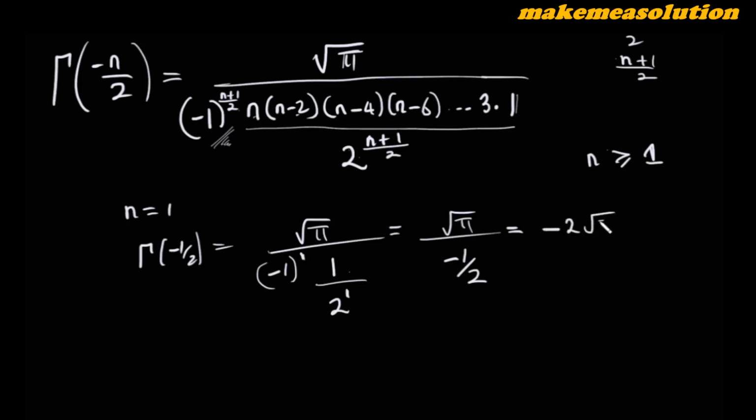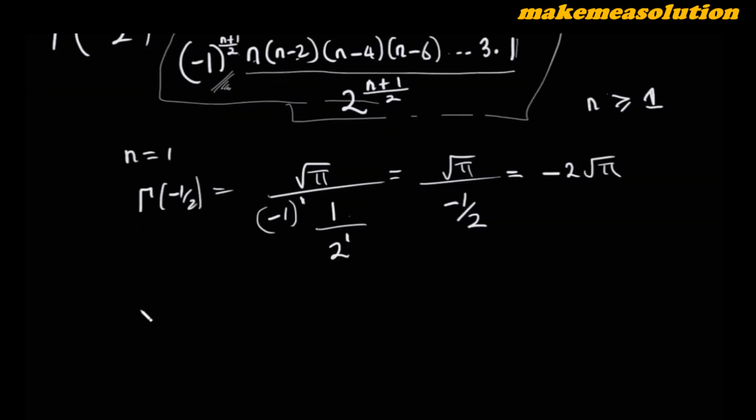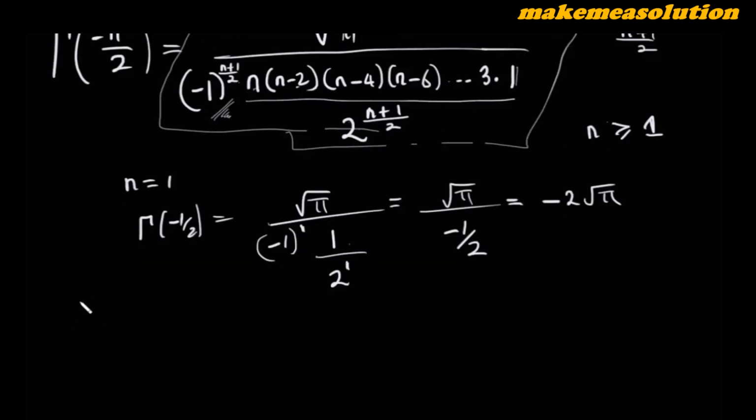Minus 2 root pi. Is that okay? So I'm going to modify this formula. We're going to touch this formula up like we did in the previous video, and this is how we are going to do that. So we are going to now say that gamma of negative n over 2 is still the same thing as you having.